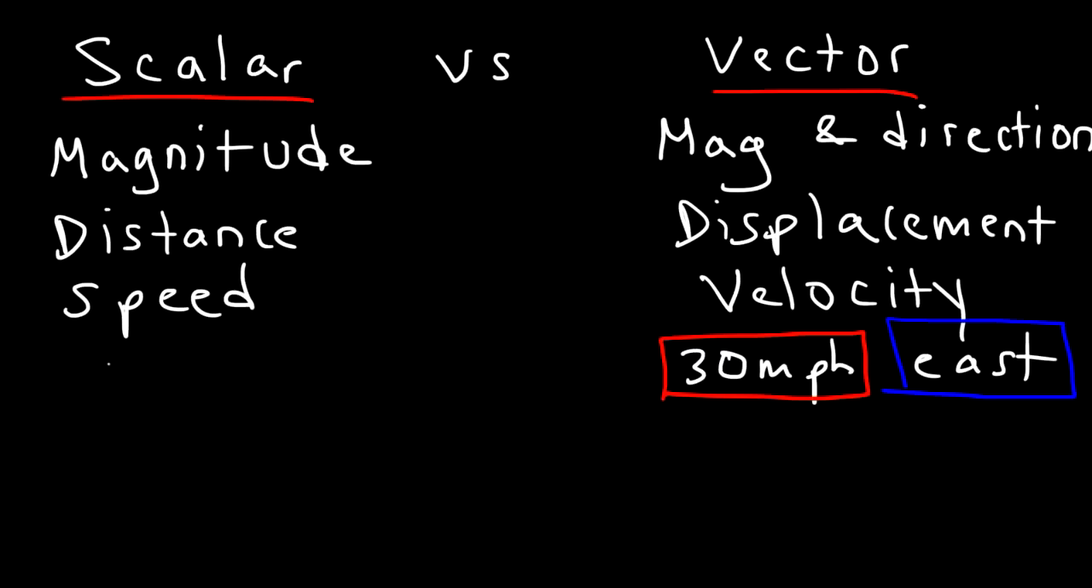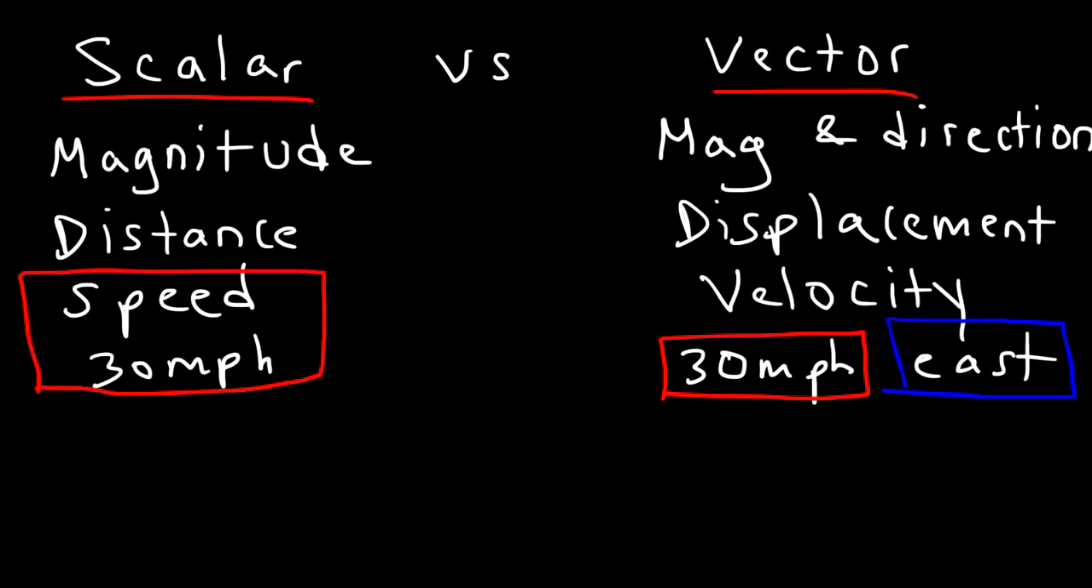If an object is simply traveling at 30 miles per hour with no direction, then we only have magnitude only, which makes it a scalar quantity, not a vector quantity. So if you can apply direction to something, that makes it a vector. If direction cannot be applied to it, then it's a scalar quantity. So here's another example, force. Is force a vector quantity or is it a scalar quantity?